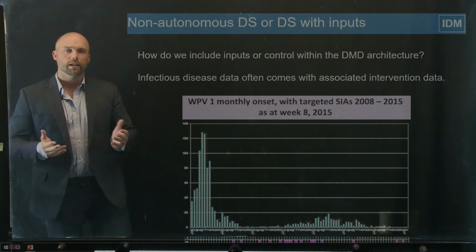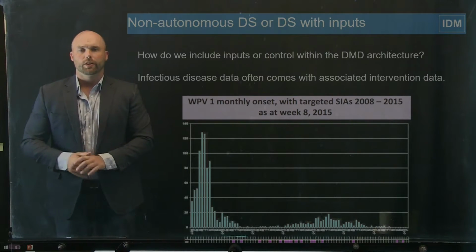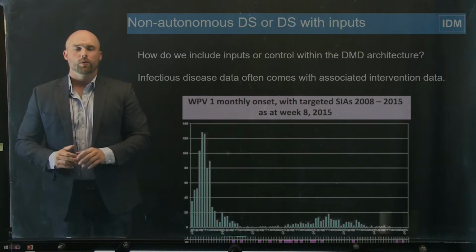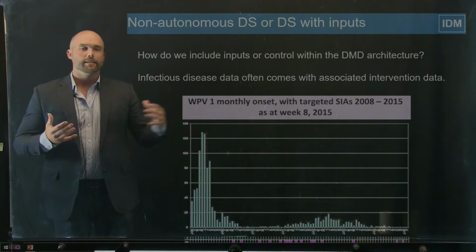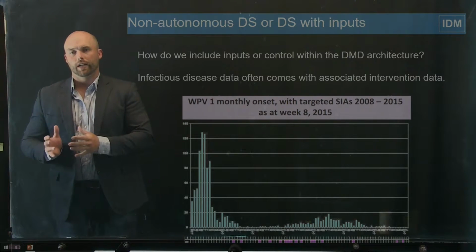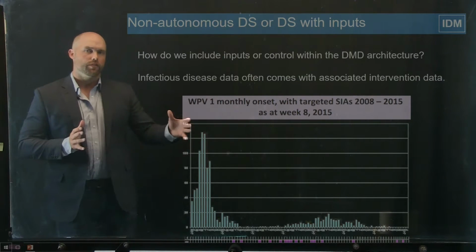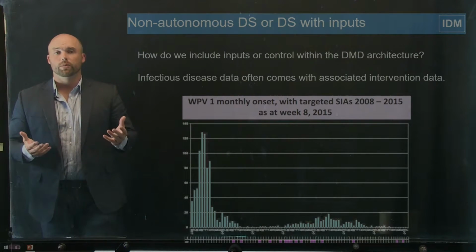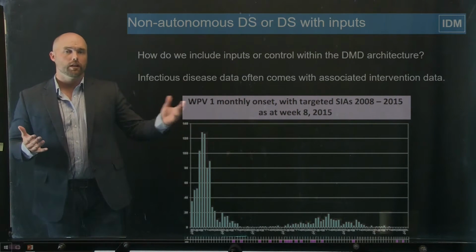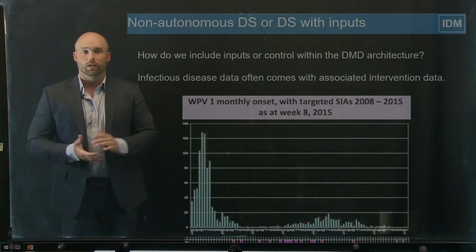Now, we've been talking a lot about Koopman operator theory and a little bit about DMD for autonomous systems. So what happens if you can add scalar observable functions to take your finite dimensional nonlinear system to an infinite dimensional linear system? We haven't talked much about inputs. How do we include inputs or control within the DMD architecture or within the Koopman architecture?